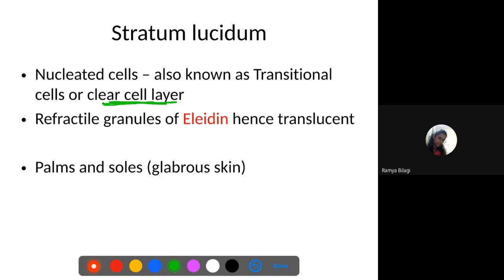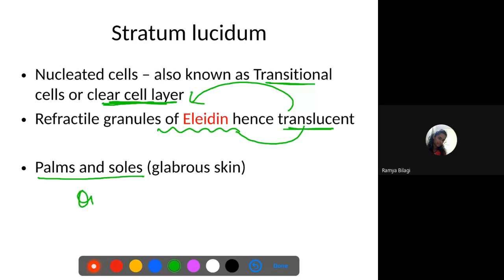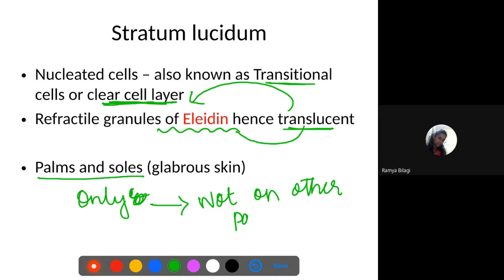Why is it clear? Because there is something called eleidin granules. Eleidin granules, they are translucent, hence the layer is clear. They are translucent, hence the name clear cell layer. As I've already told you, they are only present in palms and soles, which is also called glabrous skin. Only palms and soles and not other parts of skin. Okay.